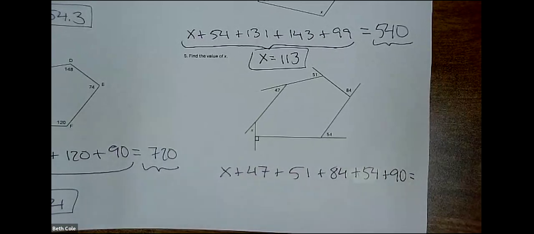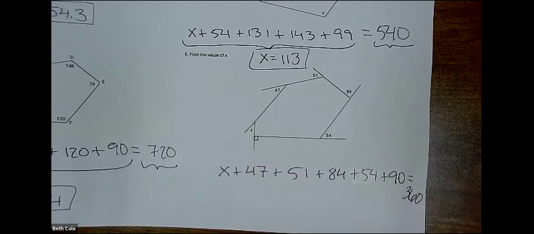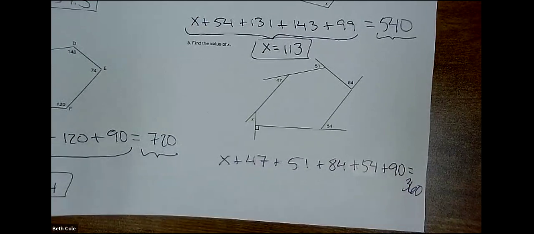Equals, now what did the exterior always add up to? It's just a number. You just know it. It's not even a formula. What's the other important number we use? 360. Your exteriors add up to 360. So if it's on the outside, that means exterior. It just is 360.